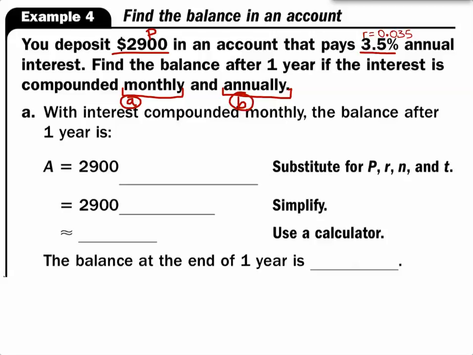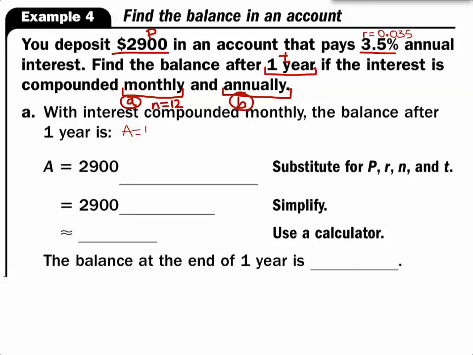Find the balance after 1 year. So 1 year, that is our value for T. T is 1. And then in part A, when it asks for monthly, that means that N equals 12, because there are 12 months in a year. So here we go. We have the formula, and they didn't write it down for us. That seems kind of not nice, so I'm going to write it down for us.